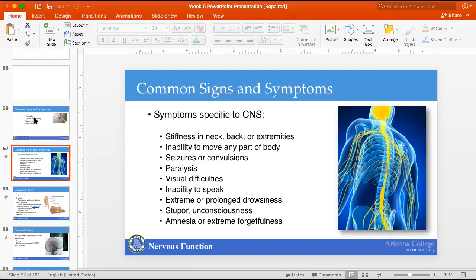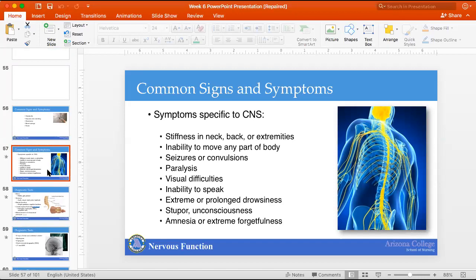Symptoms specific to the CNS: stiffness in neck and back and extremities, inability to move any part of the body. So if you have some dysfunction or maybe a pinched nerve somewhere, you're going to have reduced ability to move that part of the body. If you have a pinched nerve, let's say right here in your axillary region, you're going to have difficulty moving the muscles in your arm.